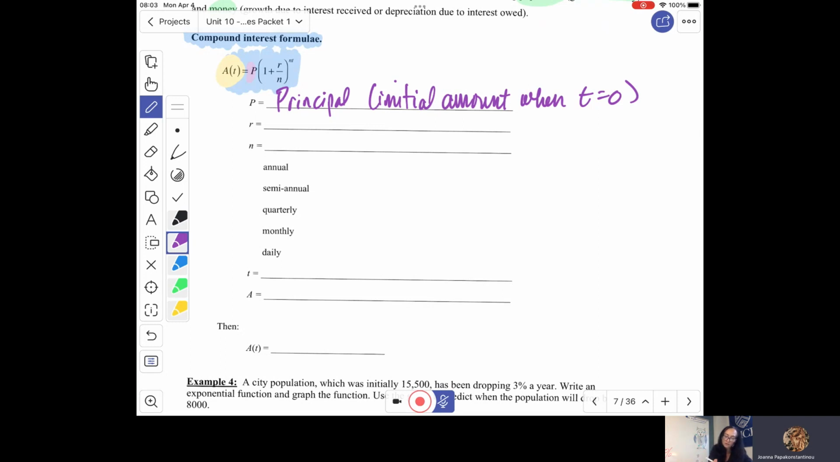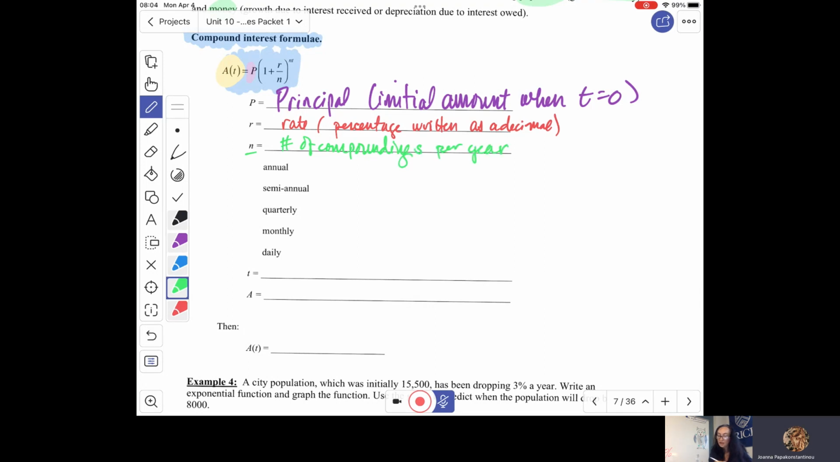Now, what is r in this formula? r is the rate, that percentage, and we write it as a decimal. So the rate that we're increasing in this case, hopefully, money. n is the number of compoundings per year. Like, how often am I calculating the interest?